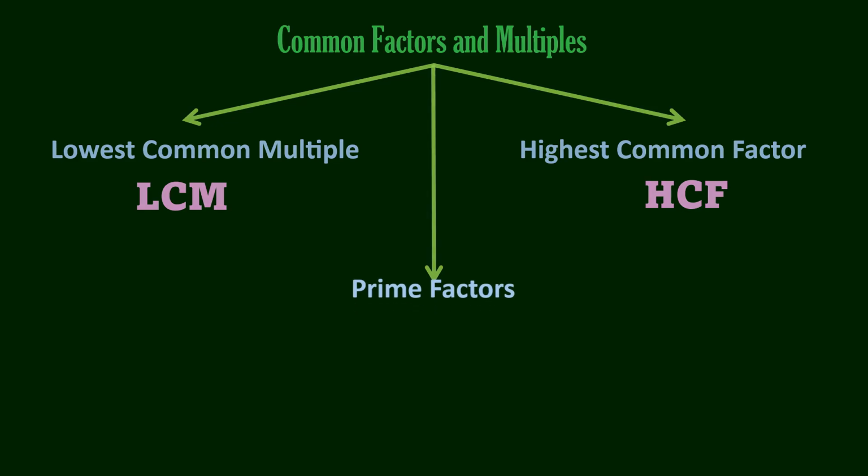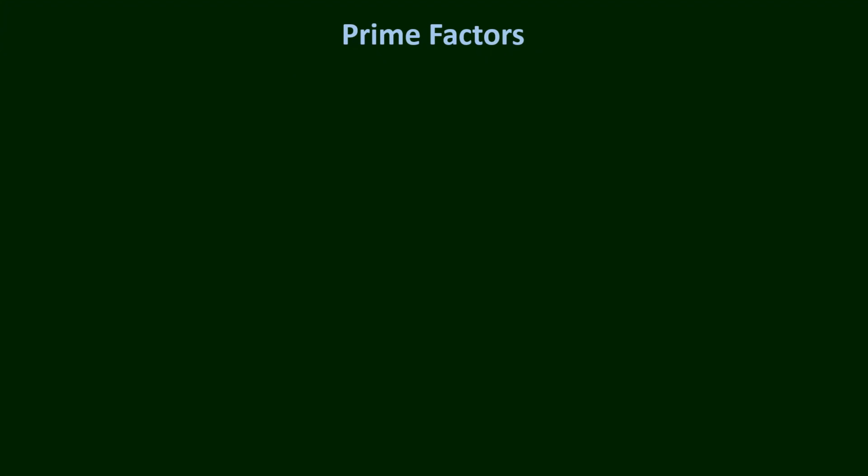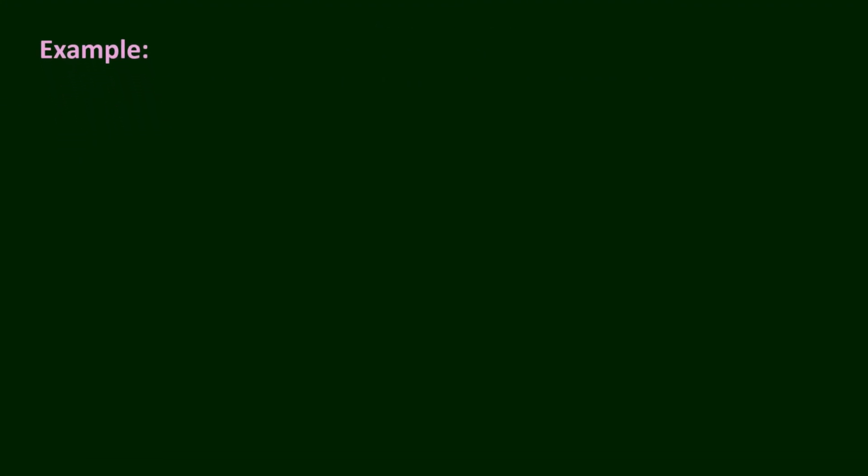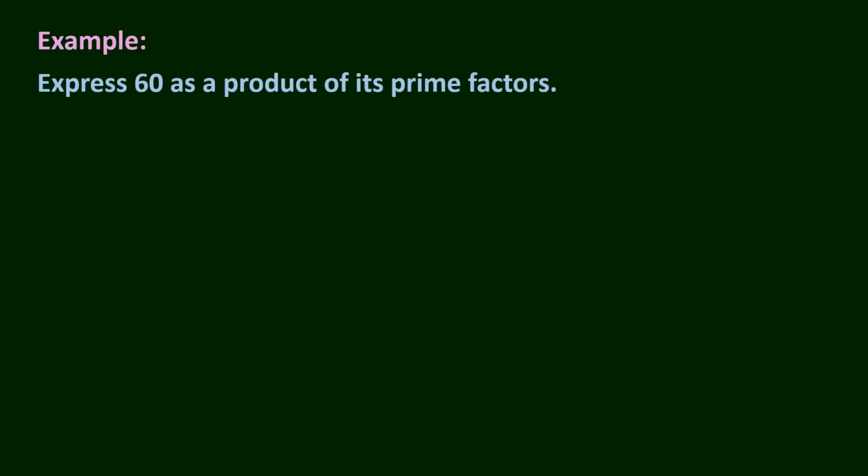When you consider prime factors, first you should keep in mind the prime numbers at least from 1 to 50. Let's consider an example for prime factors. They will give a question: express 60 as a product of prime factors. As I mentioned earlier, you should keep the prime numbers in your mind and divide the given number by the least prime number you know.